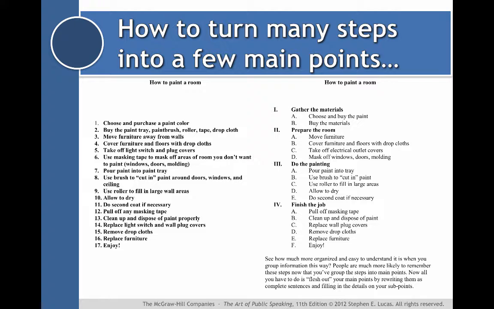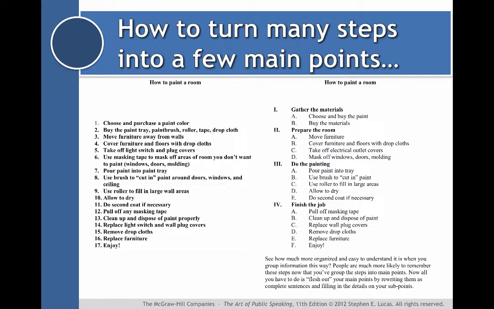Here's an example of what I'm talking about. This handout's also available in the module if you want to print it out and refer to it while you're organizing your speech. Let's say I want to do my demonstration speech on how to paint a room. I sit down and write a list of the steps involved in painting a room. By the time I'm done, I have 17 steps. I can't leave any of them out because they're important.